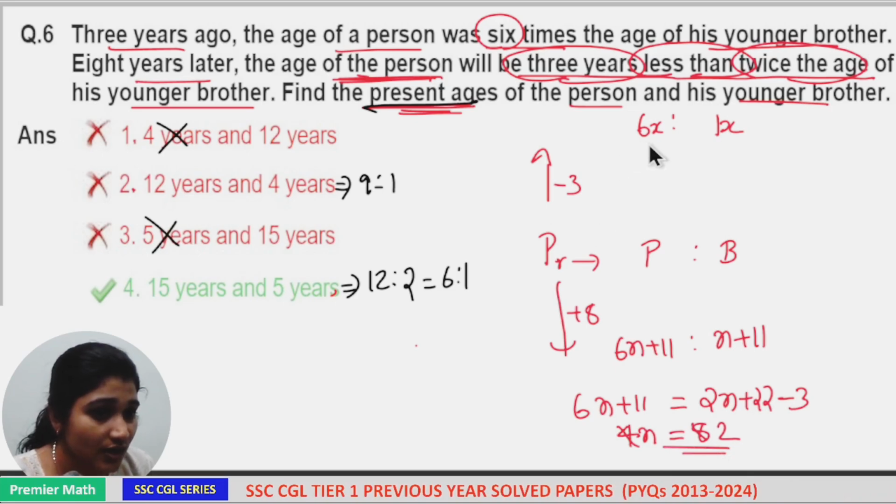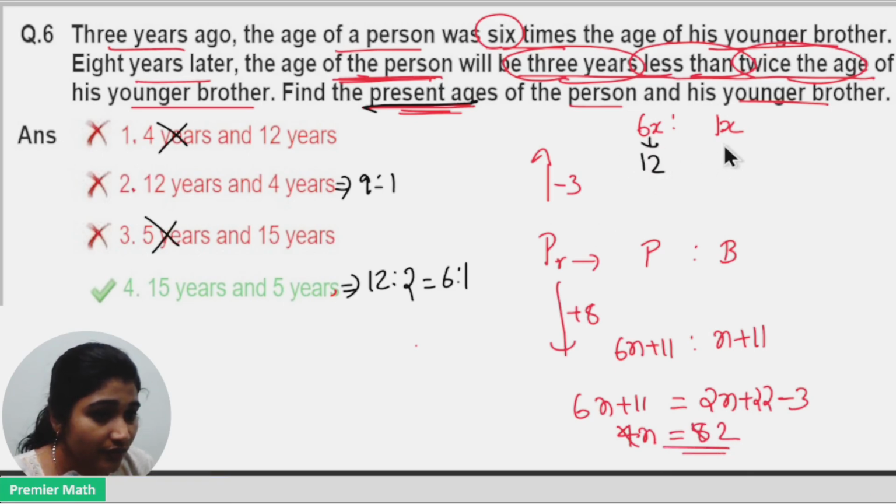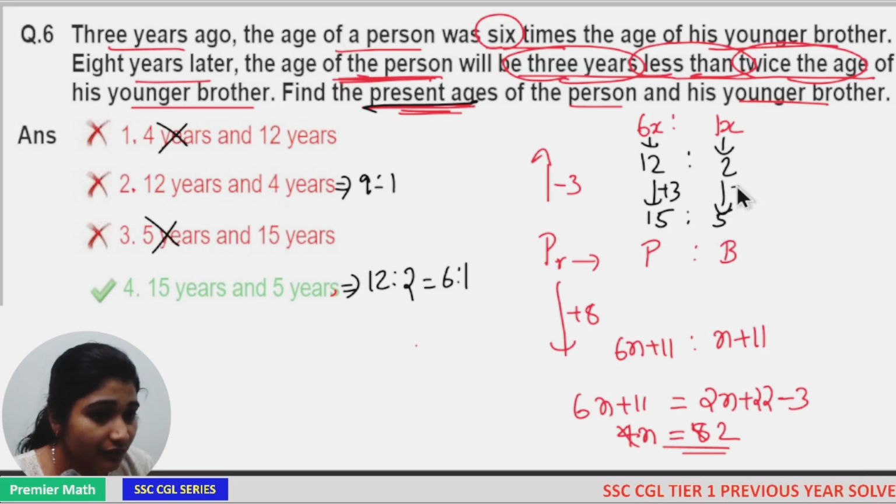If x is 2, 6x is equal to 12 and x is equal to 2. Then this is 3 years ago. After 3 years, this will become 15 and 5.